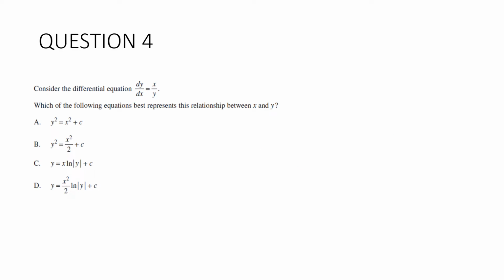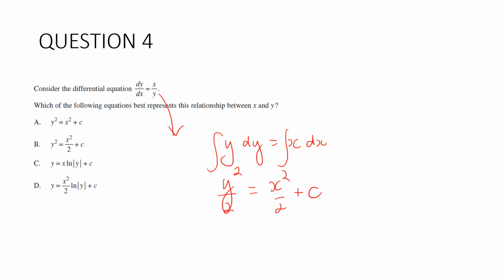Question 4. Consider the differential equation dy/dx equals x over y. Which of the following equations best represents this relationship between x and y? So let's figure this out. Take the y up on the left-hand side: y dy equals x dx. Going to be the integral, so y squared on 2 is equal to x squared on 2 plus c. And if I multiply everything by 2, I get y squared is equal to x squared plus 2c. This we could just replace with c, so the answer is A.